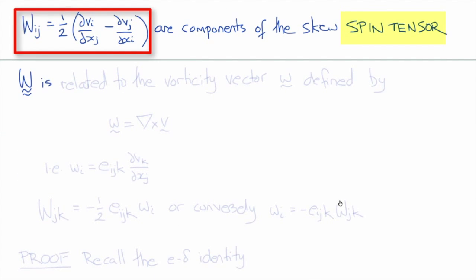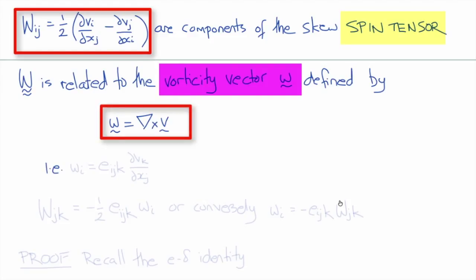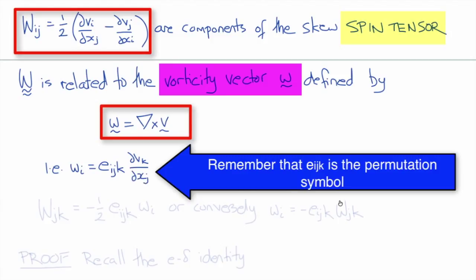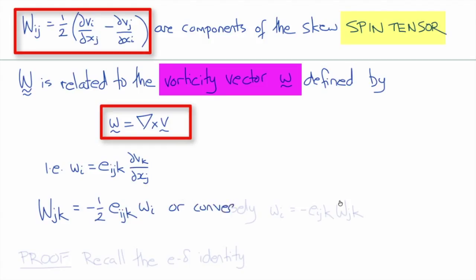And these are called the components of the spin tensor. The spin tensor W is related to another useful quantity called the vorticity vector, lowercase w, which is defined by the curl of the velocity vector. So w is equal to curl V. Or in index notation, wi equals Eijk ∂Vk/∂xj. And so we can show that the spin tensor, capital Wjk, its components are related to the vorticity vector by −1/2 Eijk wi, and the inverse of that relation is wi equals −Eijk Wjk.